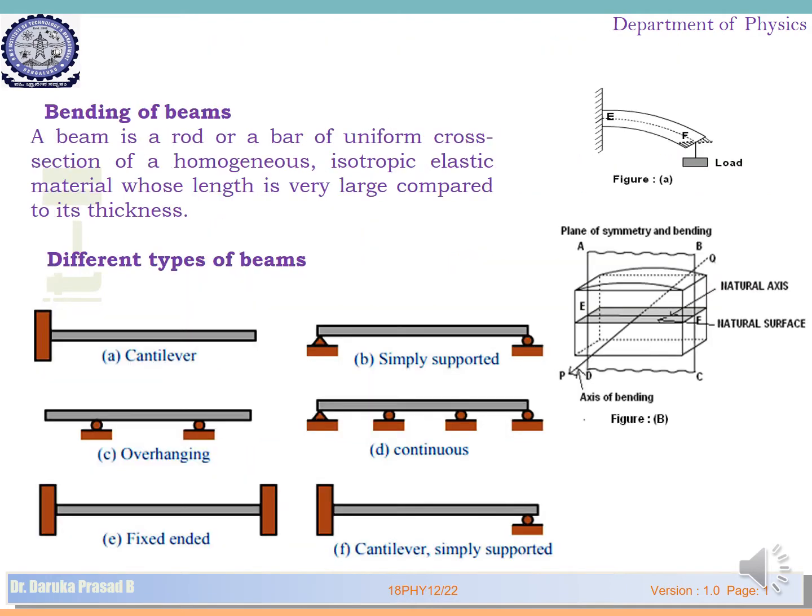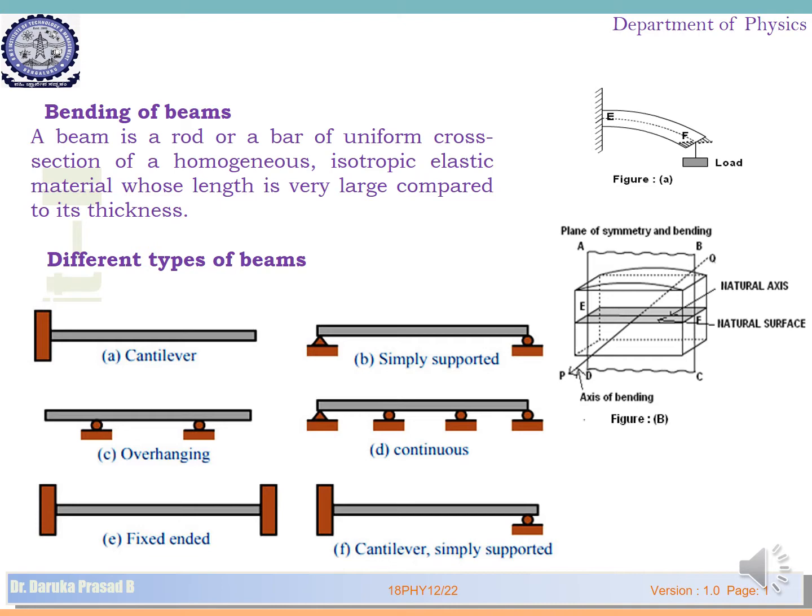So 2.3, bending of beams. First you should know what a beam is. A beam is a rod or a bar of uniform cross section of homogeneous isotropic elastic material whose length is very large compared to its thickness. Isotropic means it is direction independent. Here the physical property, that is the elastic property of the material, is independent of direction, and the beam is uniform.